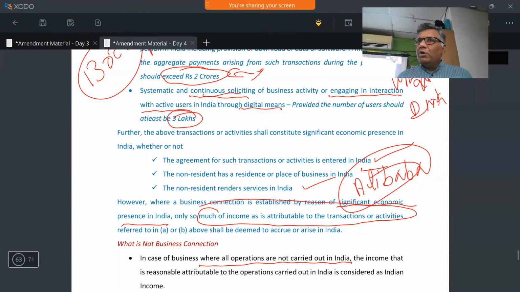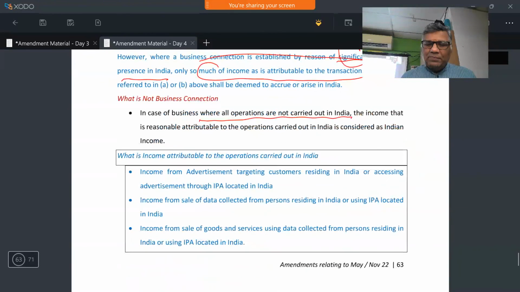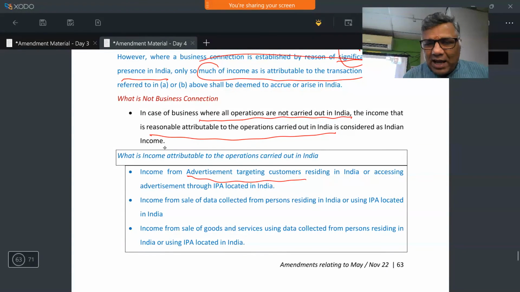Okay, we all know about this. Carried out outside India, but the number of clicks. So the law was saying the income that is reasonably attributable to the operations carried on in India will be taxable. How do I find it? Income from advertisement targeting Indian customers.